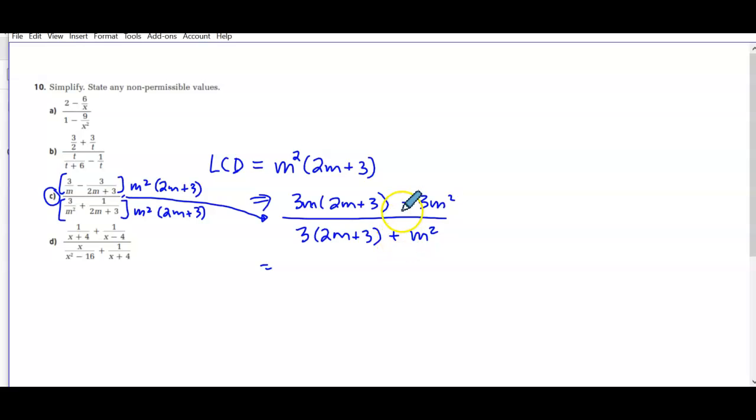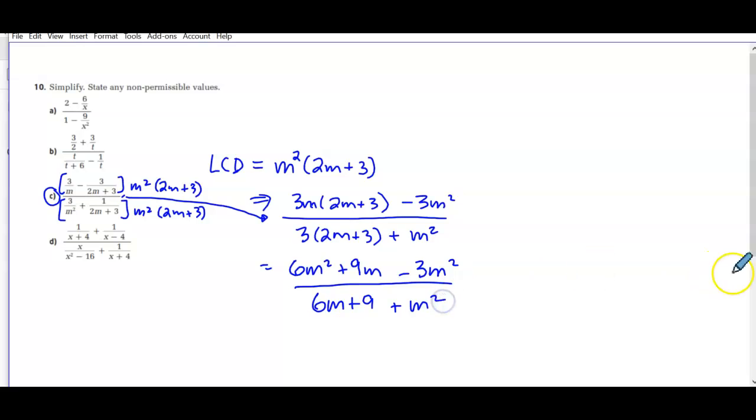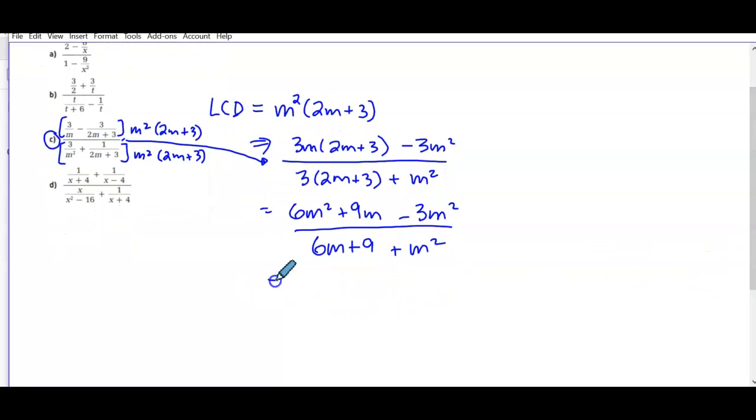There's a plus or a minus next to them. You need to expand everything. So that's going to be 6m squared plus 9m minus 3m squared over 6m plus 9 plus m squared. And collect like terms, that's going to be 3m squared plus 9m, in descending order of degree.